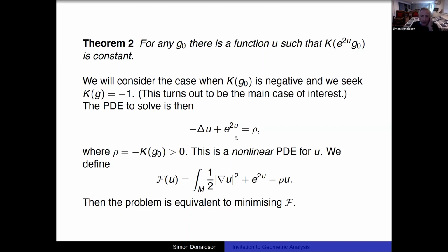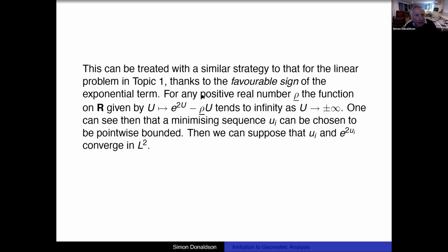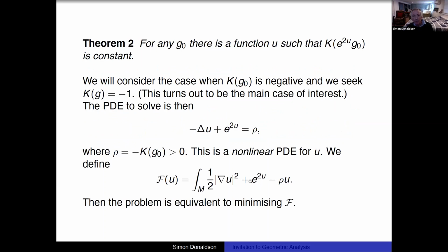But again, this has a variational formulation. If we define a functional by this formula here, it's similar to what we had before, but now we've got this term involving e to the 2u. Then our problem is equivalent to minimizing this functional. We can treat this with a similar strategy to what we used in the previous topic, thanks to the favorable sign with which the exponential term enters.